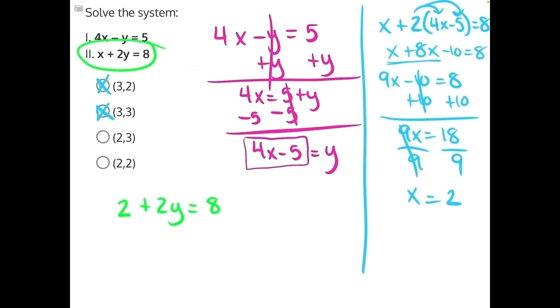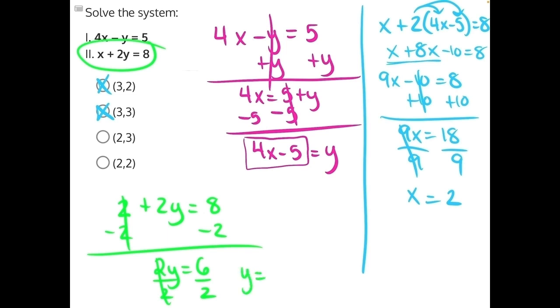And now we just solve for y. Opposite operations, we'll subtract 2 from both sides. These will cancel, giving us 2y is equal to 8 minus 2 is 6. Then 2 is being multiplied to y, so we will divide, the opposite operation, on both sides. And that will leave us with y is equal to 6 divided by 2 is 3, making answer choice C our correct answer.